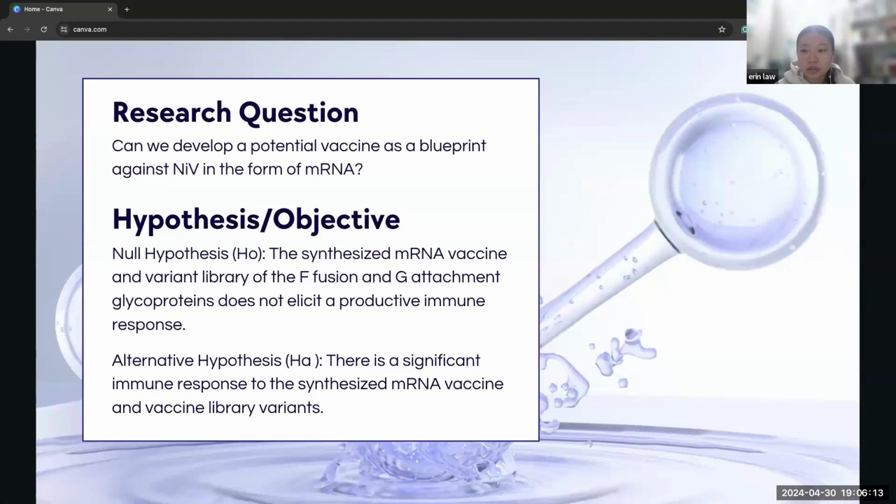Our research question for this project was, can we develop a potential vaccine as a blueprint against the Nipah virus in the form of mRNA? Our null hypothesis was that the synthesized mRNA vaccine and variant library of the F fusion and G attachment glycoproteins does not elicit a productive immune response. Our alternative hypothesis was that there is a significant immune response to the synthesized mRNA vaccine and vaccine library variants.